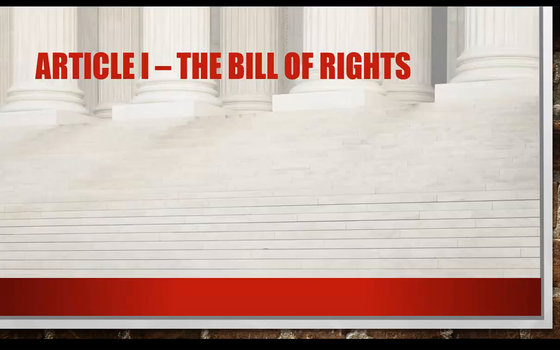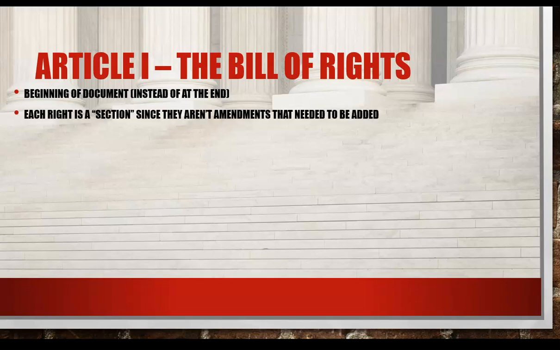So let's dive into the actual document. We're going to go through the first few articles through the legislative branch, and we'll end there. So the first article is the Bill of Rights. So it is at the beginning of the document. In Illinois, we thought it was so important to list the rights of Illinois citizens before anything else. So a little bit of a different way of thinking from 1787 to 1818, when Illinois finally became a state.